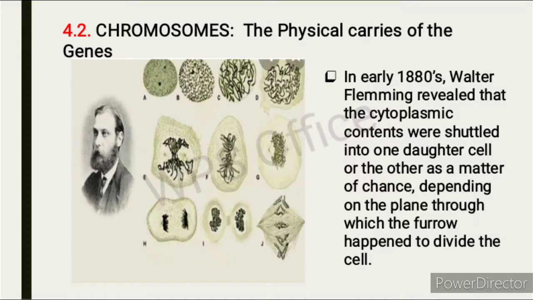Observation of dividing cells by the German biologist Walther Flemming in the early 1880s revealed that the cytoplasmic contents were shuttled into one daughter cell or the other as a matter of chance, depending on the plane through which the furrow happened to divide the cell. In contrast, the cell appeared to go to great lengths to divide the nuclear contents equally between the daughters. During cell division, the material of the nucleus became organized into visible threads which were named chromosomes, meaning colored bodies.